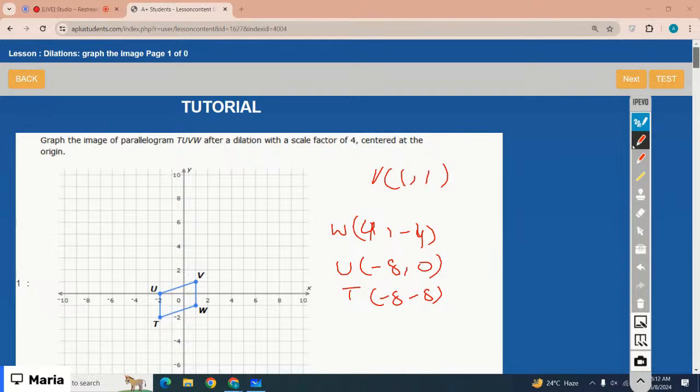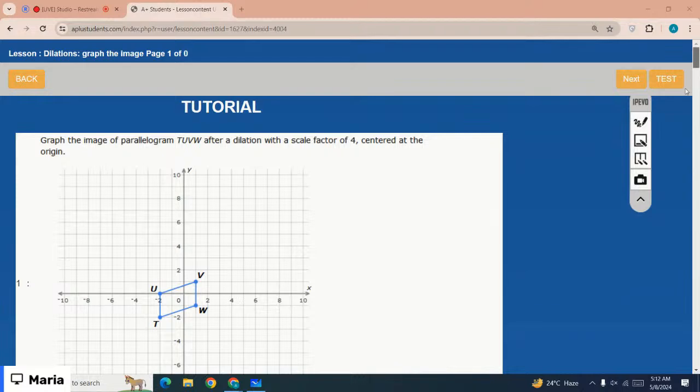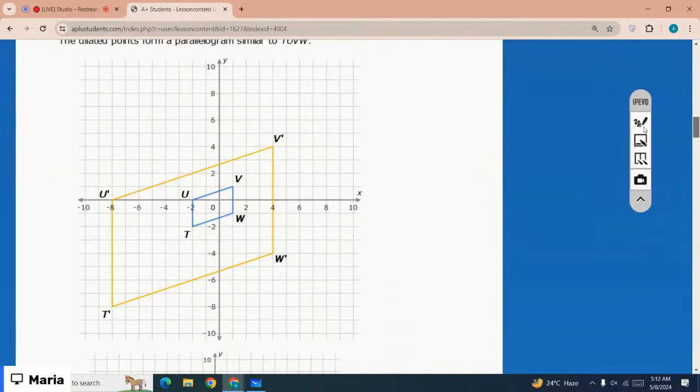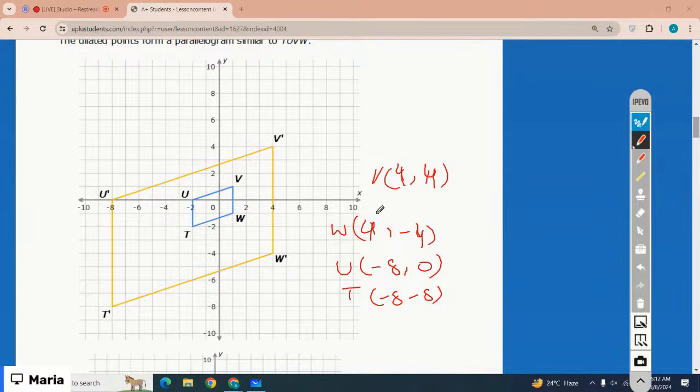So just make the new parallelogram with this new. You have to multiply them by 4. They are 4, 4. That's the scale. This is the new one with a scale factor of 4. Here it is. Okay, let's just match them.